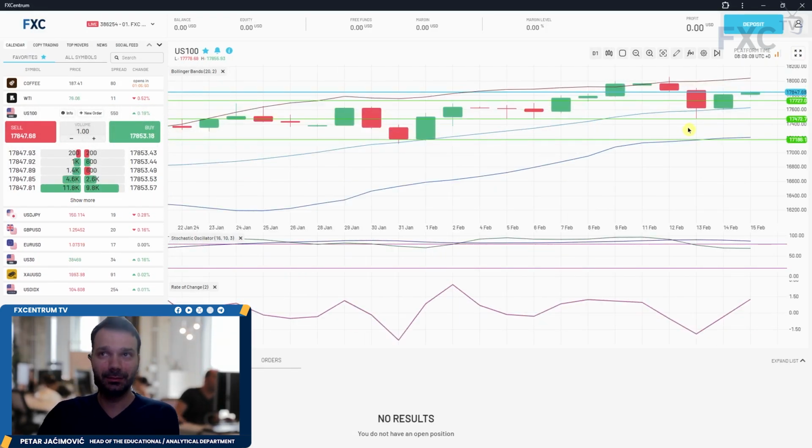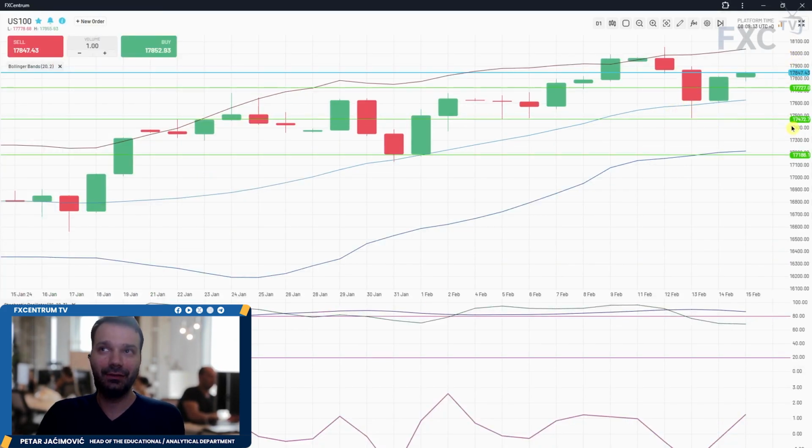Now, speaking of the US 100, this is the level at 17,475 that we mentioned, and the price actually went there. Then yesterday we held the rising 20-day moving average, or basically the middle Bollinger Band, and the market rejected and closed. But we have an inside day at this point.